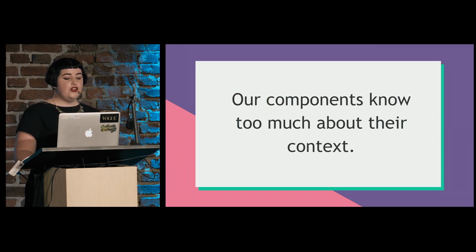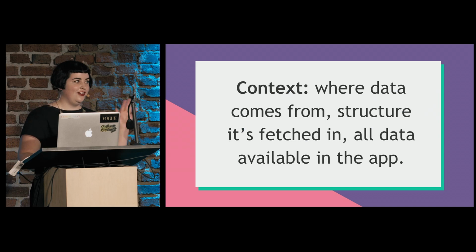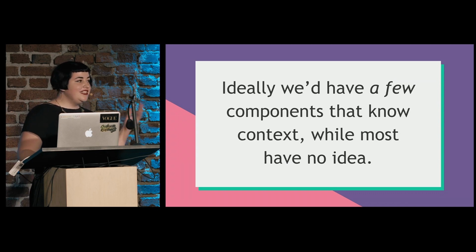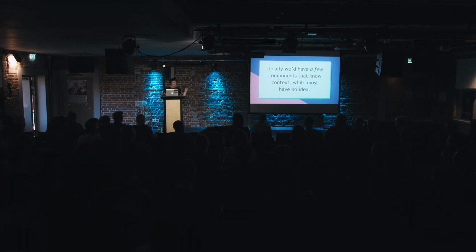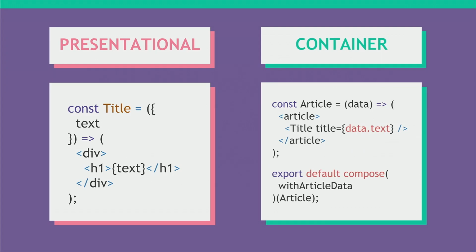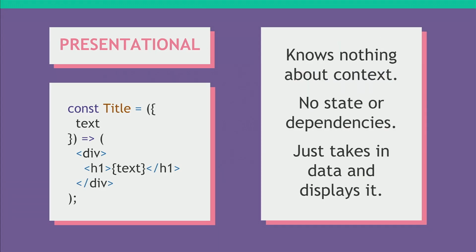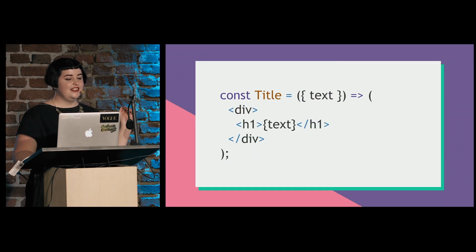And our components know way too much about their context. And thank you to the last speaker for explaining all of this. By context, I mean where the data comes from, the structure it's fetched in, and all the data that is available in the app. And ideally, we would have a few components that know about context, while most of them have no idea. The theory of presentational versus container components. So ideally, we would have presentational components that know nothing about their context. They just take in data and display it.